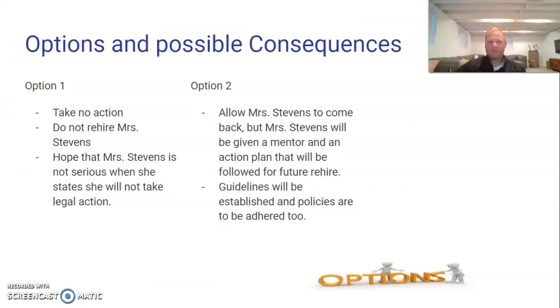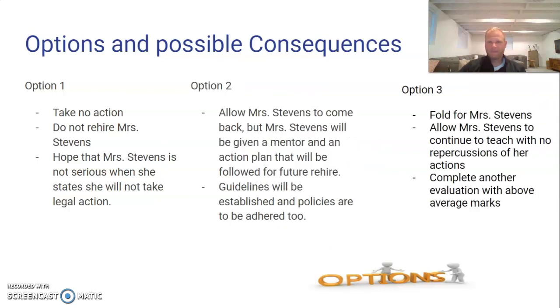Options and possible consequences. Option 1, you can take no action. Do not rehire Mrs. Stevens. Hope that Mrs. Stevens is not serious when she states she will take legal action. Option 2, allow Mrs. Stevens to come back, but Mrs. Stevens will be given a mentor and an action plan that will be followed for the future rehire. Guidelines will be established and policies are to be adhered to during this next full year of teaching. Option 3, you can fold for Mrs. Stevens. Allow Mrs. Stevens to continue to teach with no repercussions of her actions. Complete another evaluation with above average marks.